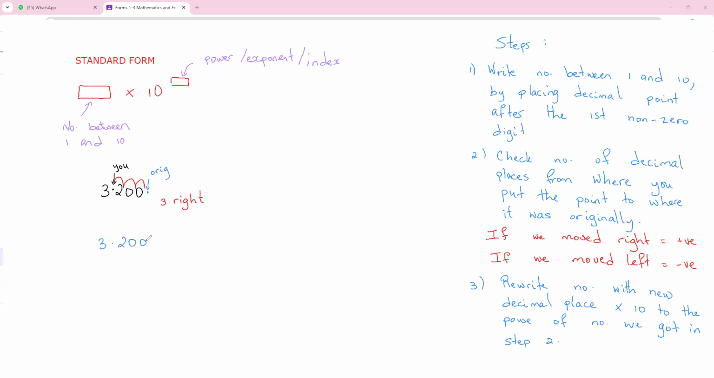Now these 2 zeros after the decimal point, we don't have to write them. So we don't have to put those in. If it was any other digit or there was another digit to the end of the 0, we write all of them. Multiplied by 10 to the power of the number of places that we moved in the beginning. Right? So we moved 3 places to the right, so that's positive 3.